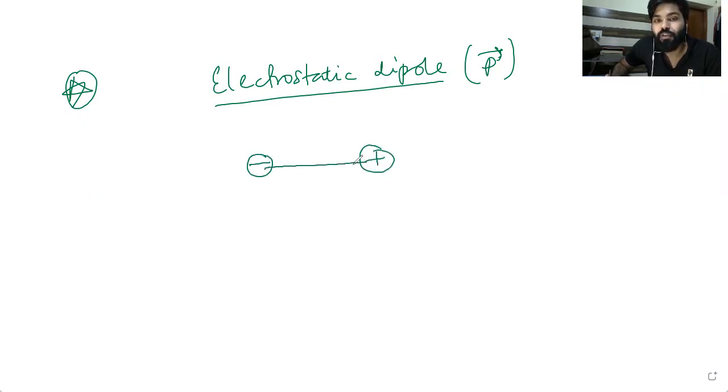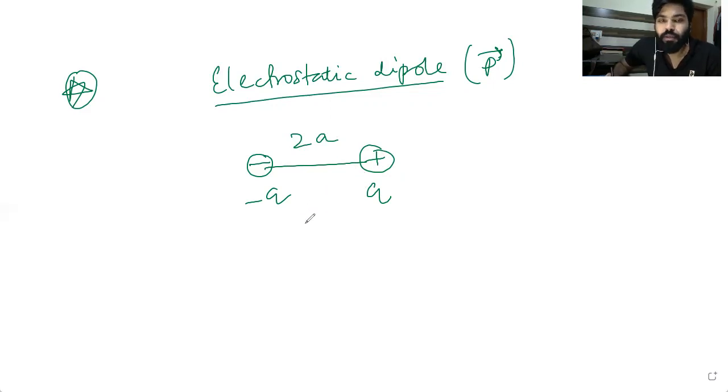I am assuming this small distance as 2a. This is minus q and this is plus q. Both are equal in magnitude and opposite in sign. So it is simply an arrangement in which two equal and opposite charges are separated by a very small distance, 2a.